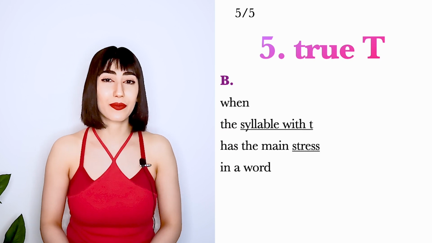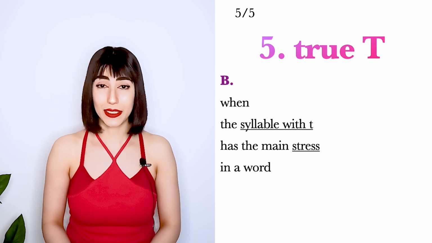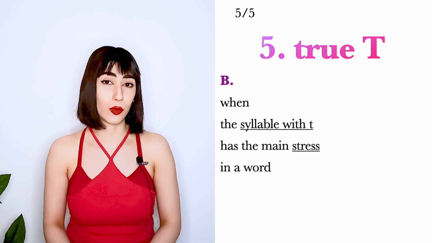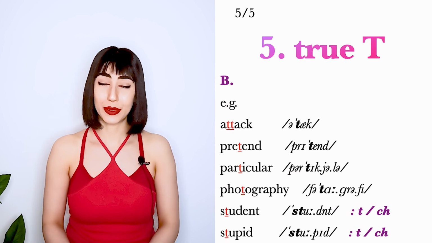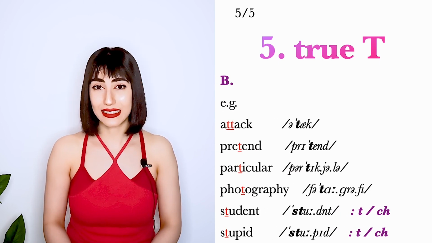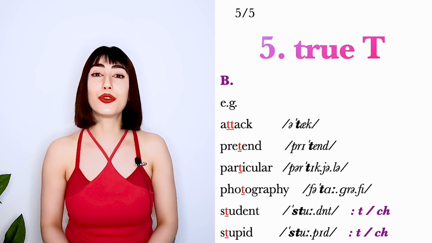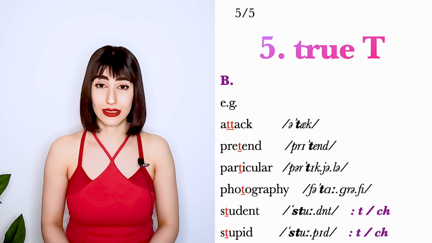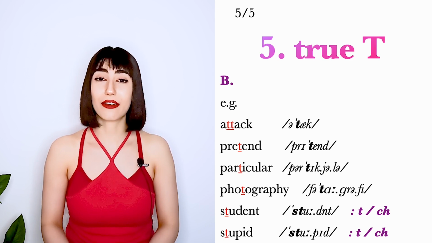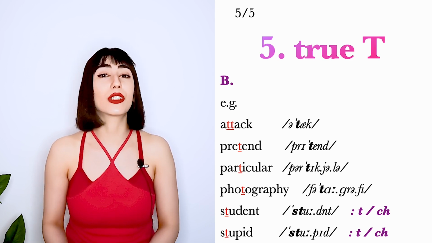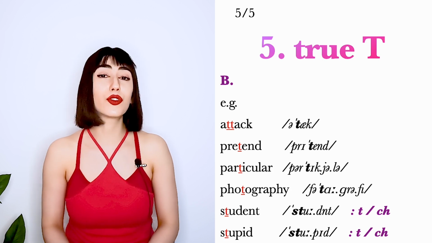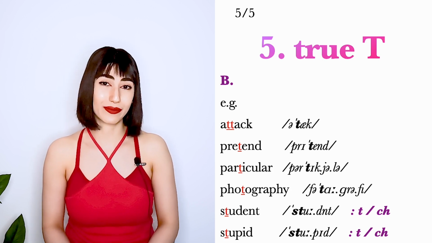So you can use other pronunciations as well. The second case, when the syllable that has the T is stressed in the word. Attack, pretend, particular, photography, student, stupid. For student and stupid, you see we have T plus U, so you can have the ch sound. Student, stupid.